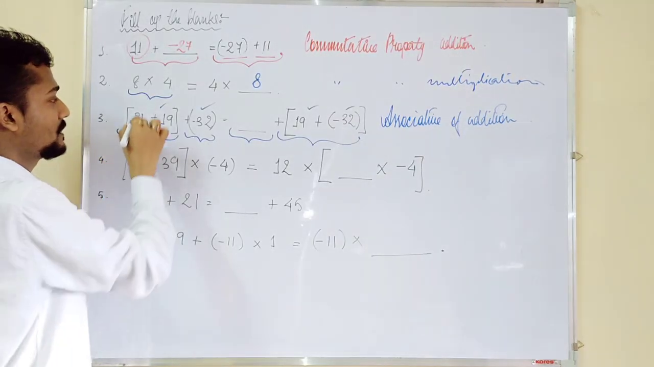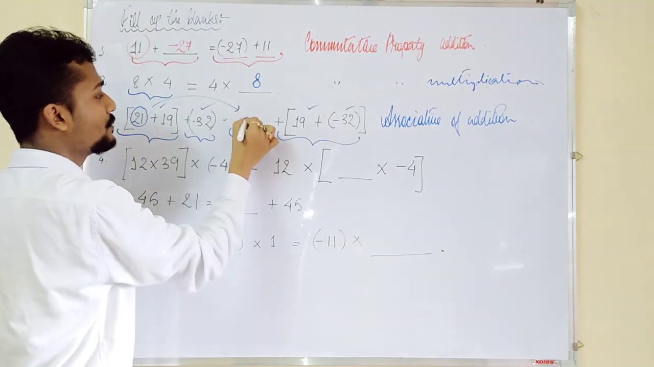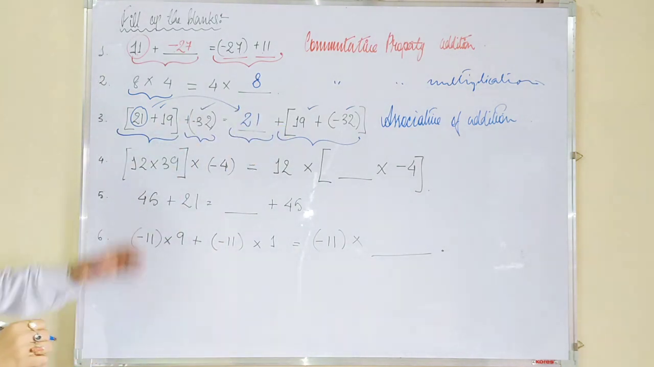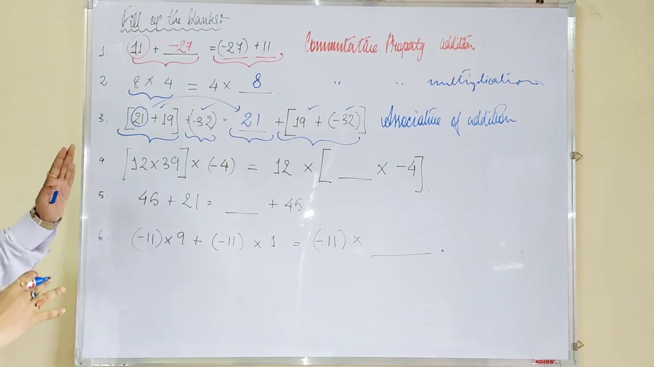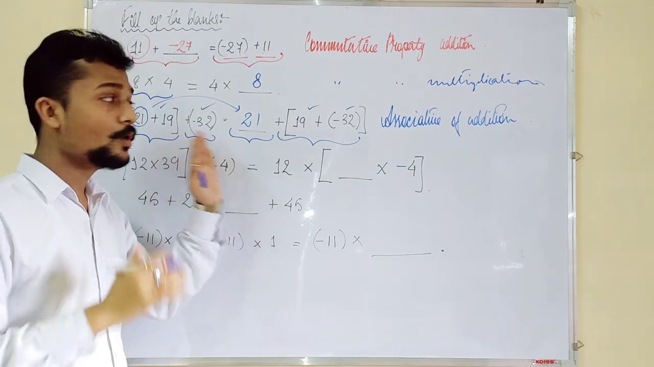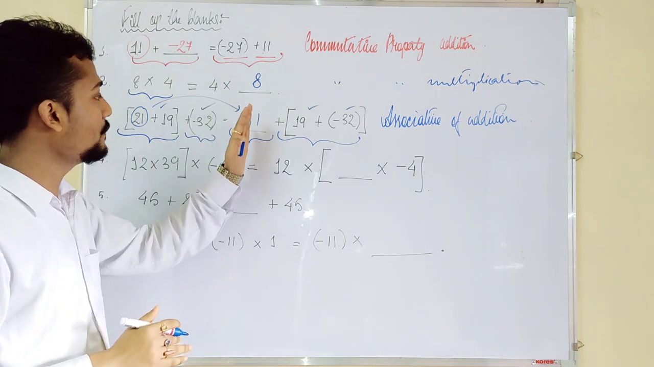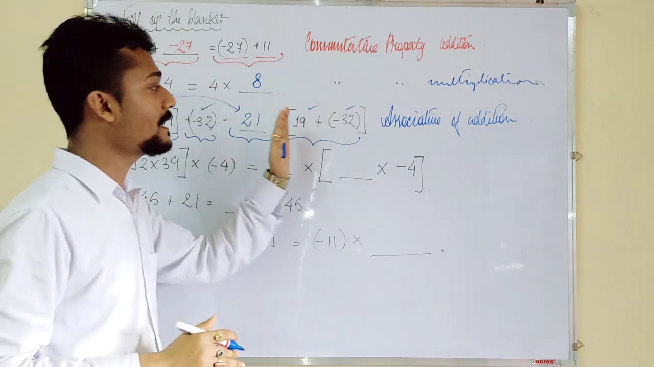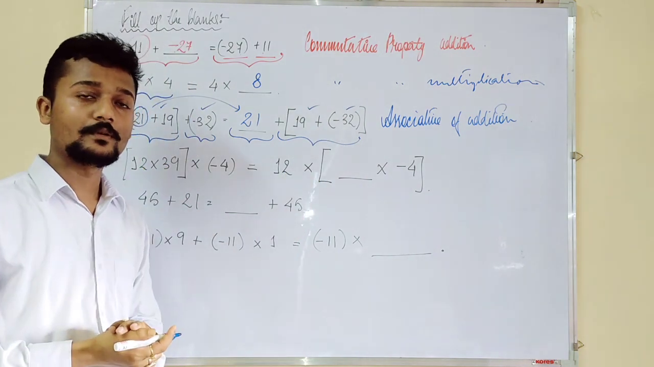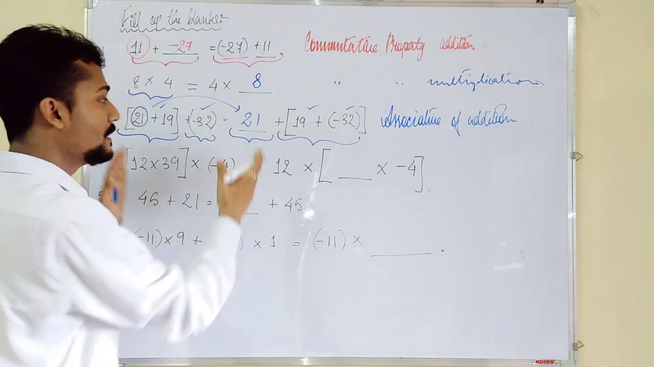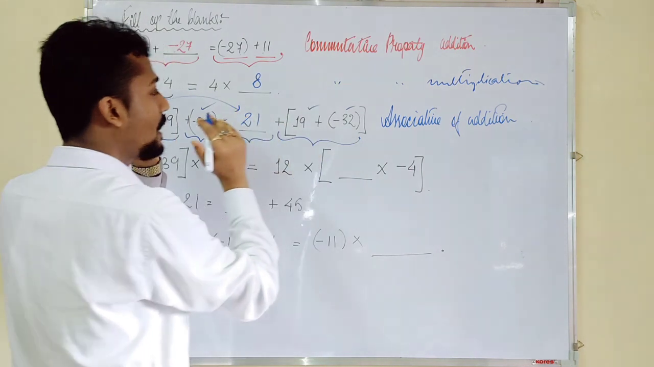That means here it will be 21. That means 21 plus 19 if we add first, then we add with minus 32 will be equal to 21 plus, if I add 19 plus minus 32. That means this is equal to this. How?